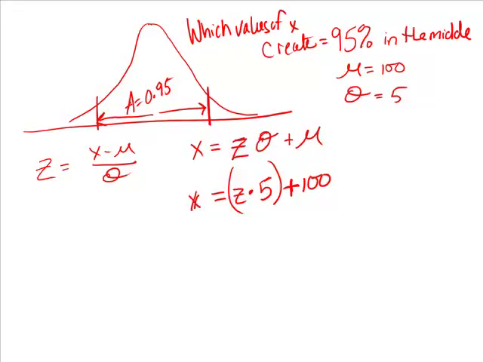Okay, now what do we do? We know our final answer is going to be x. What's the one thing we don't know? How can we find z?